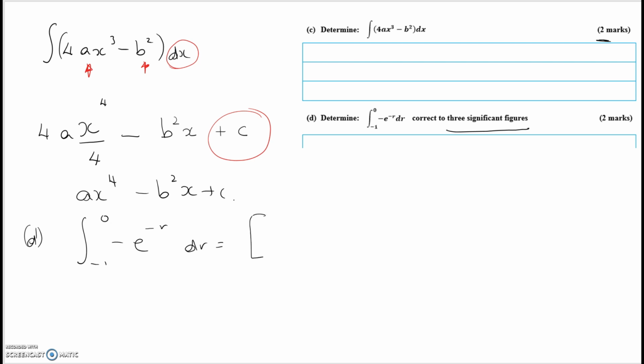Okay, being careful, if you integrate negative e to the negative r, it becomes e to the negative r, and we're going to do that between 0 and negative 1. Sub in 0, sub in negative 1, so it becomes e to the 0 minus e to the 1, and so it's okay for it to be negative because it's not an area, it's just an integral.